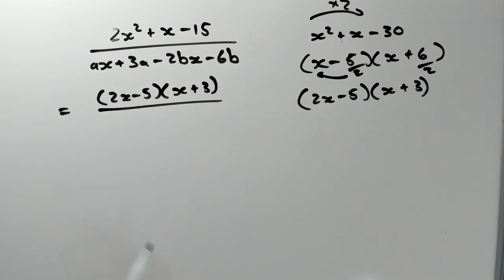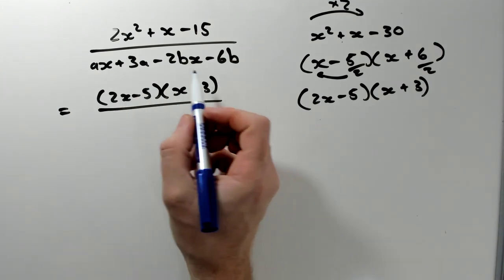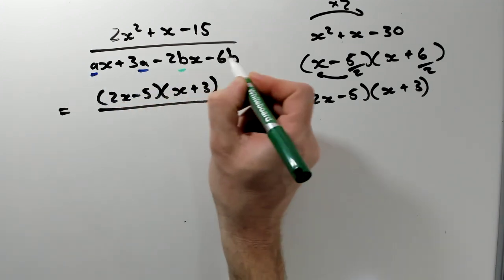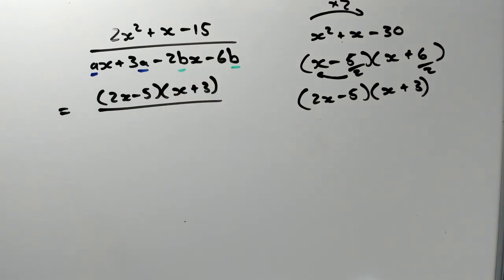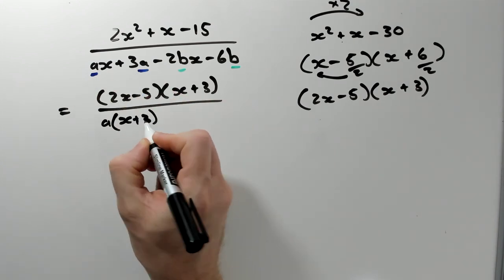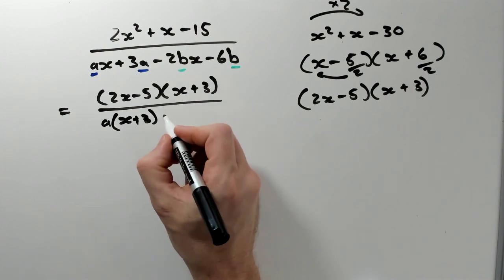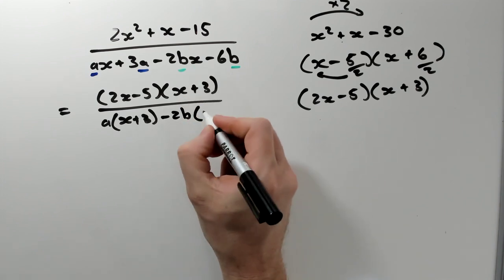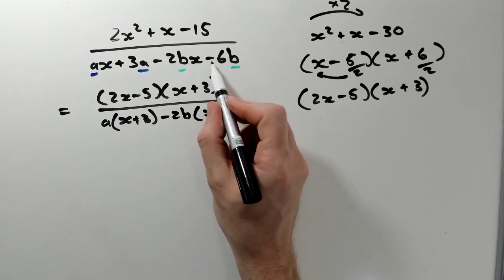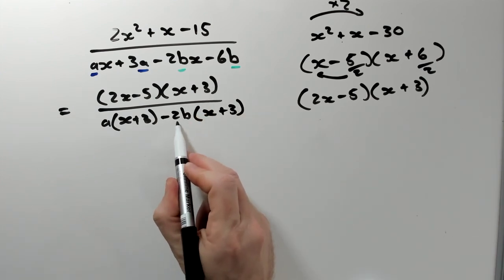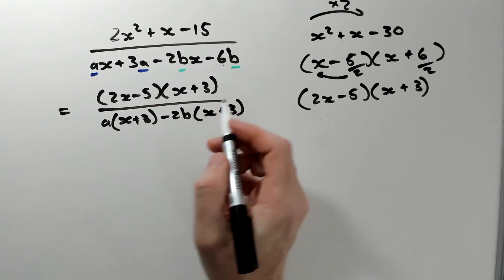The bottom here, it's obviously 4 terms, nothing is common, but I see those a's are common and those b's are common, obviously the 2 and the 6 as well. So for this, I'm going to have to take out an a, and I get x plus 3. Very conveniently that there's an x plus 3 there. And then I'm going to take negative 2b out, and I'll be left with x plus 3, because minus 2b times plus 3 will give minus 6b.